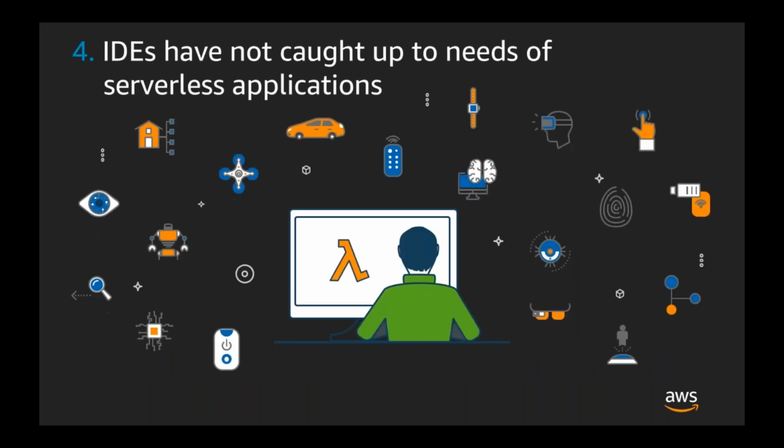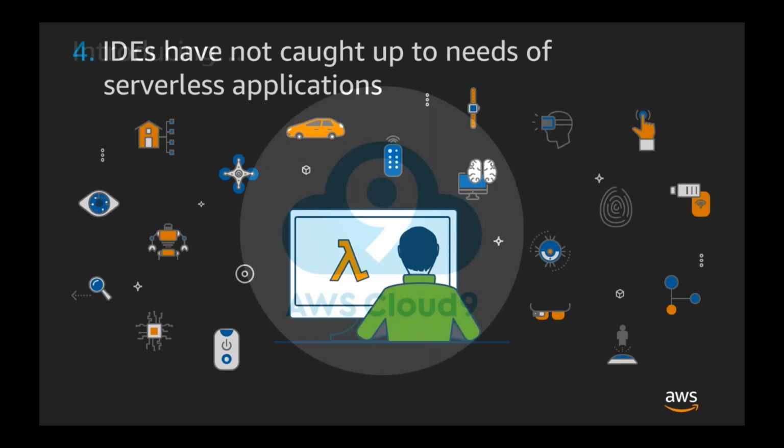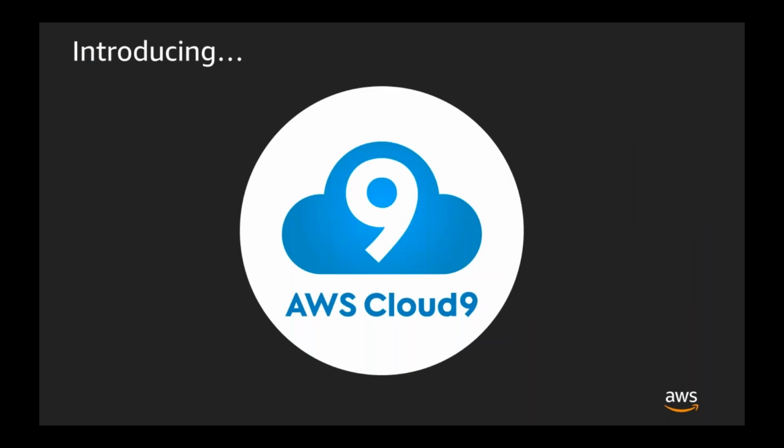The fourth aspect is that IDEs today have not kept up with the needs of serverless application development. AWS Lambda is really changing how we think about building systems and applications in the cloud. And with this change, of course, your tooling needs to adapt. Tooling today doesn't really cater for the needs of serverless applications, and we wanted to address that. So with all of this in mind, this is why we wanted to introduce you today to AWS Cloud9 and go through some of the features.